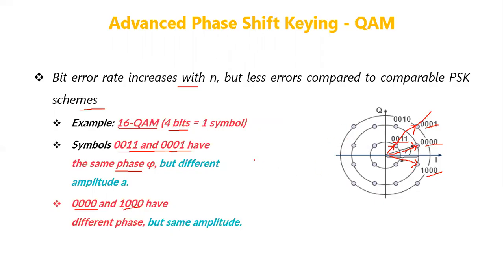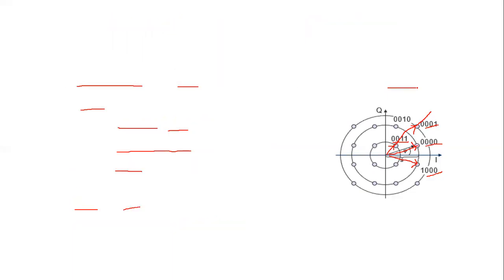So like this it can be extended to 32 or 64 or any number of symbols. But the problem is, as the number increases, the angle by which the phase shift happens will decrease, and hence there will be a possibility of more error. Okay, but still its error rate is less when compared to PSK schemes. Okay, so this is about QAM.